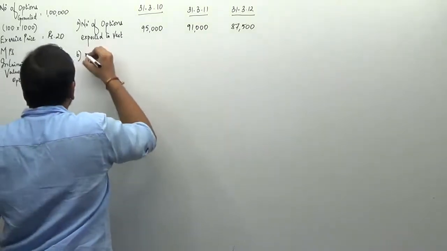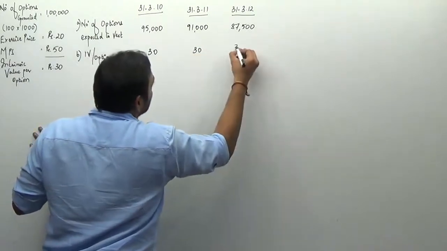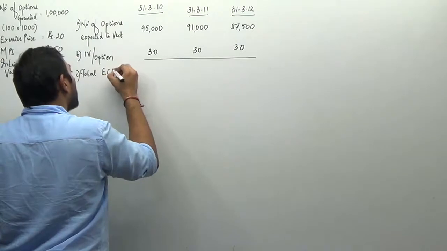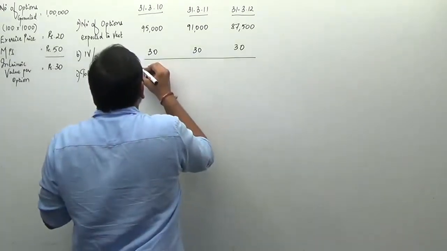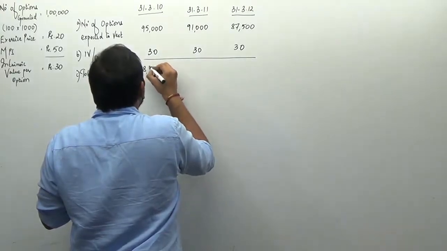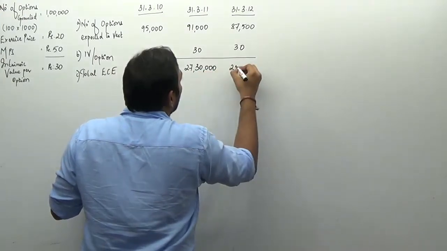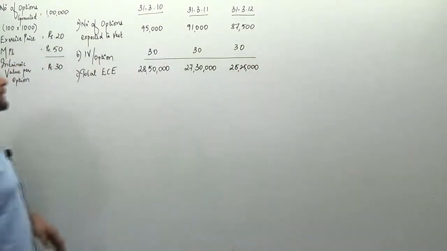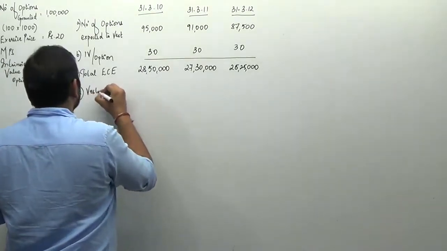What do we need? To calculate total loss, we need intrinsic value per option. Intrinsic value per option is calculated as 30 rupees. Multiply, we'll get total employee compensation expense. Let us call it ECE, guys. Employee compensation expense, or the total loss to the company. Total loss to the company will be 28,50,000, 27,30,000, 26,25,000.